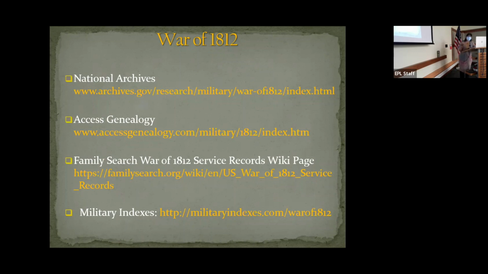Other good resources: Military Indexes is actually an excellent site, and they have all kinds of military records in there. Some of those censuses that were done, some of those surveys that were collected. They have an interesting collection of Spanish-American War records, which I'll get to in a minute, but that's where I found my Uncle Gus listed, through Military Indexes.